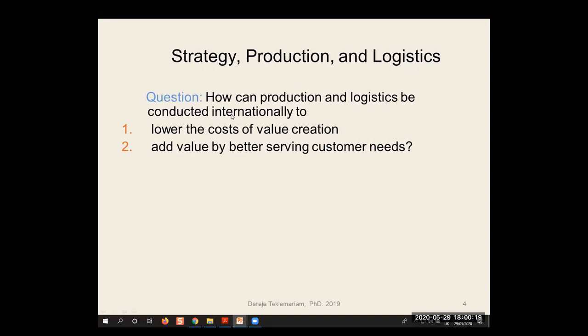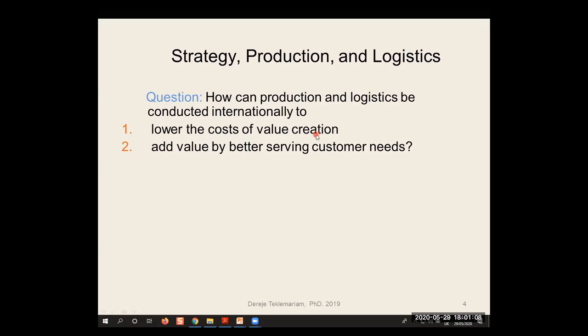Let's say one important question asked by a number of international companies is, how can production and logistics be conducted internationally? Because they are concerned with costs, production and logistics can be conducted in consideration of lowering costs. I am admitting, students: how can production and logistics be conducted globally or internationally to lower the costs of value creation? Value is an advantage.